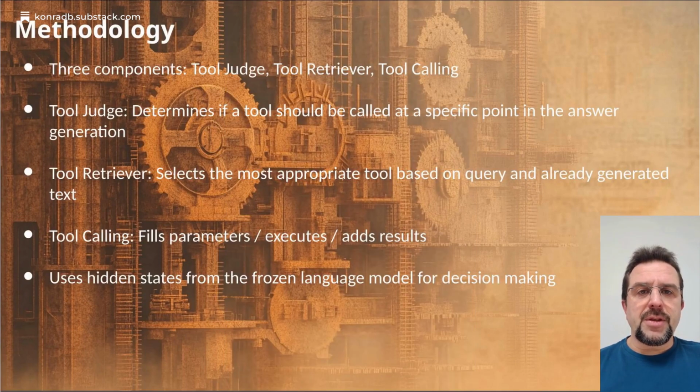Section 3 explains the methodology behind Chain of Tools, which consists of 3 main components. The tool judge analyzes the hidden state of each token as the model generates text, deciding if a tool should be called at that point. If needed, the tool retriever computes query vectors and tool vectors to select the most appropriate tool from the available pool. Finally, the tool calling component uses in-context learning to determine tool parameters, execute the tool, and incorporate its output into the answer. Importantly, all this happens while keeping the foundation model frozen, preserving its reasoning capabilities.